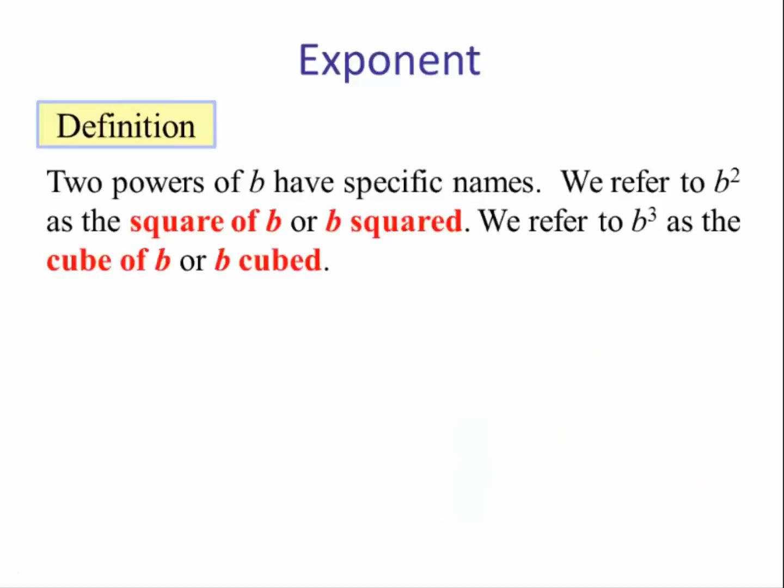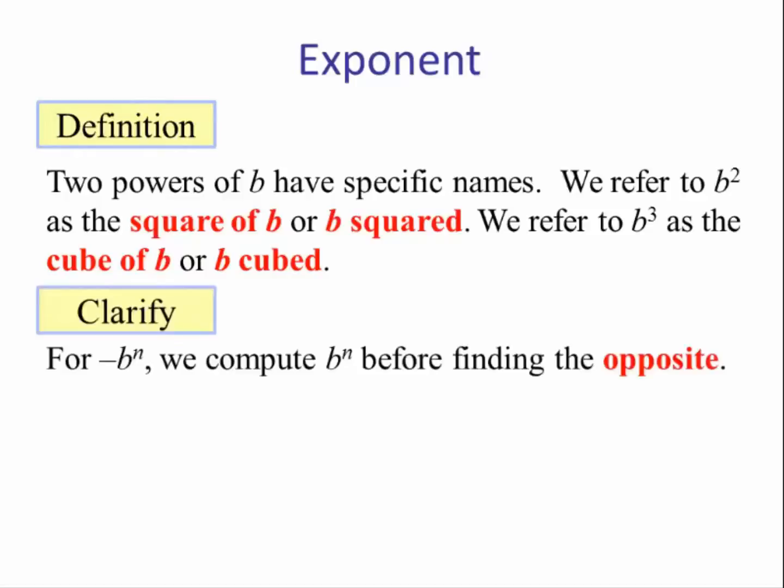Two powers of b have specific names. We refer to b to the 2nd power as the square of b, or b squared. We refer to b to the 3rd power as the cube of b, or b cubed. To clarify, for negative b to the n power, we compute b to the n before finding the opposite, because we want to follow the order of operations. We do exponents before we multiply by a negative number.